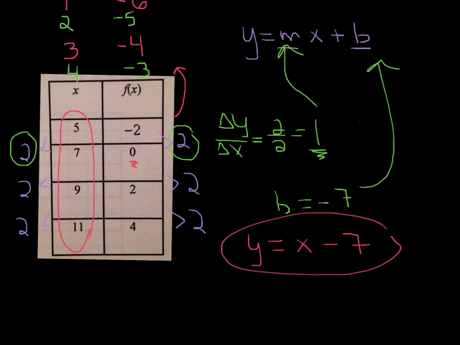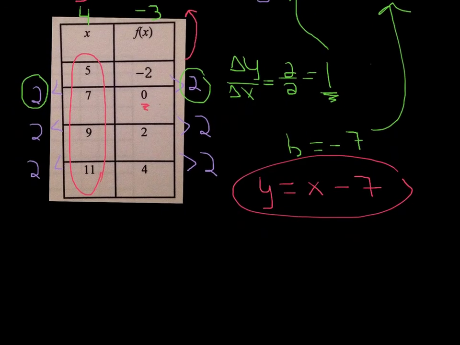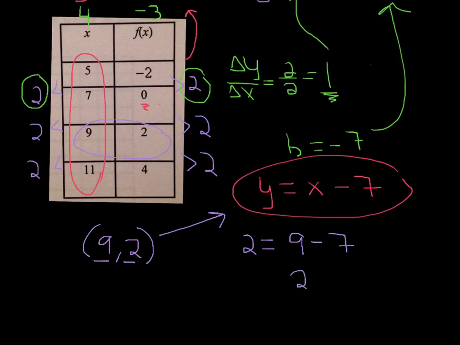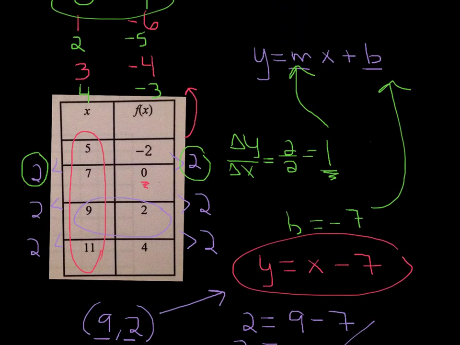Let's do a quick check. Pick any of your points. Let's pick 9 and 2. 9 and 2, where x is 9, 2 is y. Plug them into your equation. Plug in 2 for y, so 2 equals, and then 9 for x, 9 minus 7, and 9 minus 7 is 2, which is exactly what it's supposed to equal. So we're good. So there is your full lesson on writing equations in the form y equals mx plus b from an xy table. Good luck with the lesson.